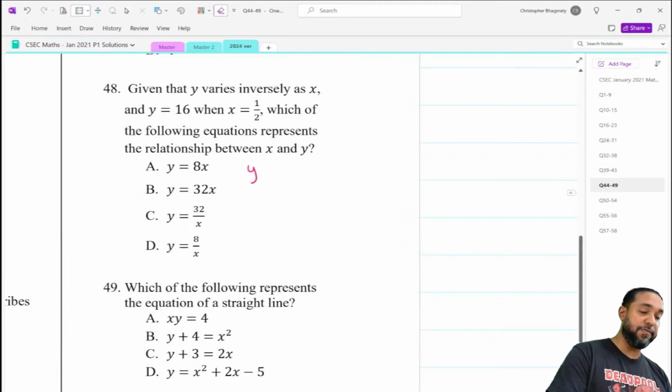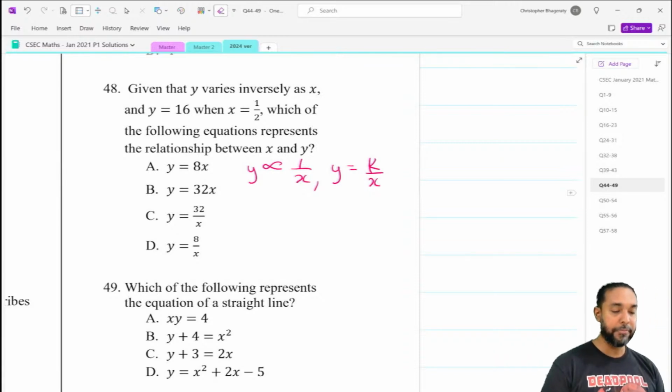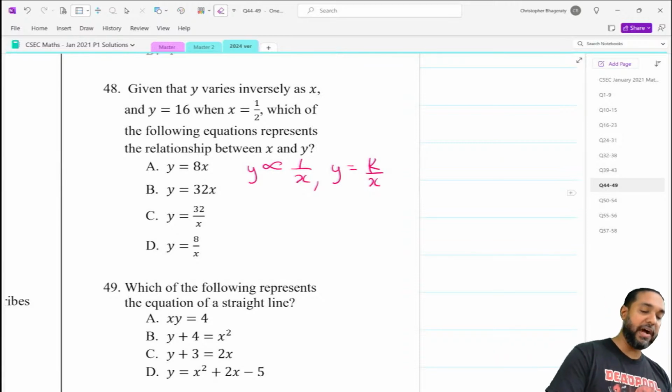Here, y varies inversely as x, which means that y is equal to some constant divided by x. And y is equal to 16 when x is equal to a half. If you multiply by half on both sides, removing the denominator, k is equal to 8. So the function is y is equal to 8 over x.